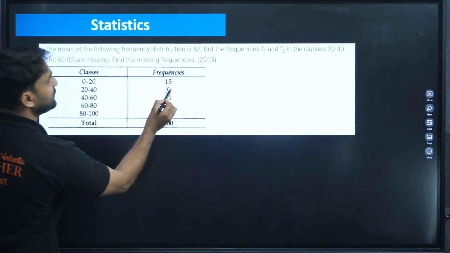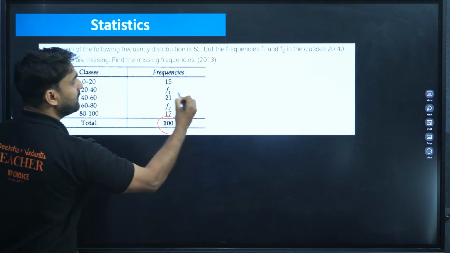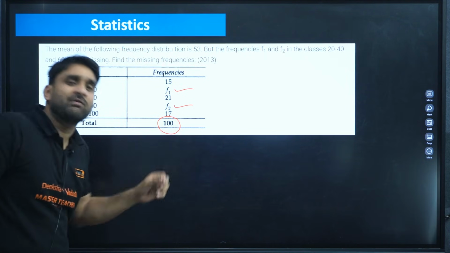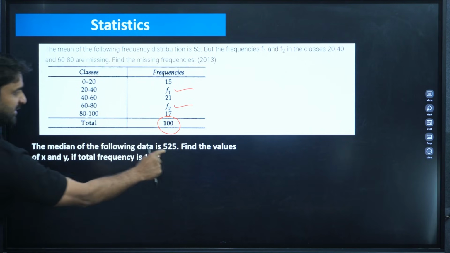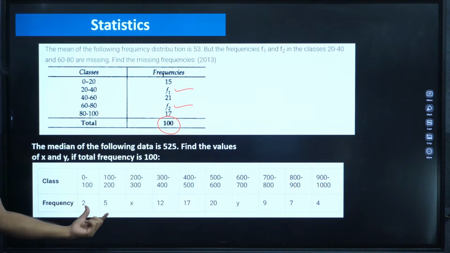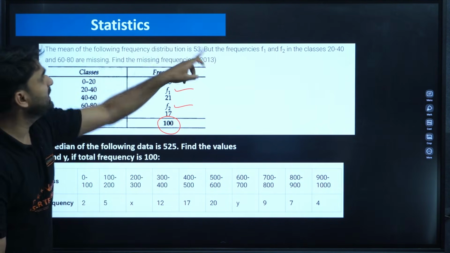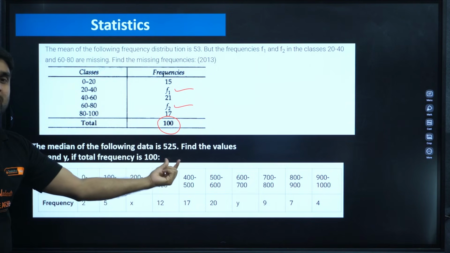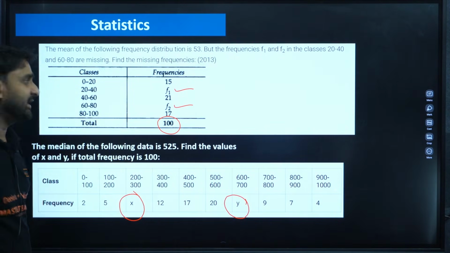In statistics, this question is important. The total sum of frequency will be given to you, and one or two frequencies will be unknown. You have to find the value of the unknown frequencies. Median is given to you in this question: the median is 525, and we have to find the unknown frequencies. One more question is here, in which the mean is given to you. So in statistics, this is very important.